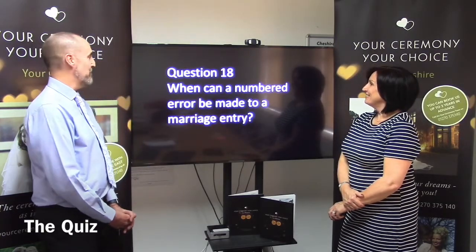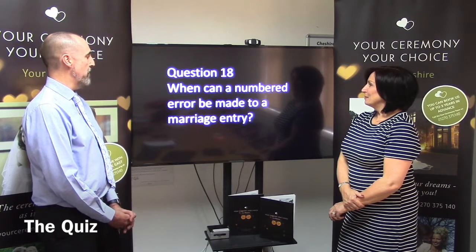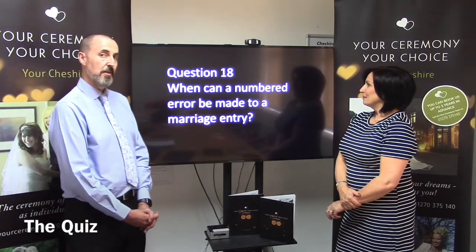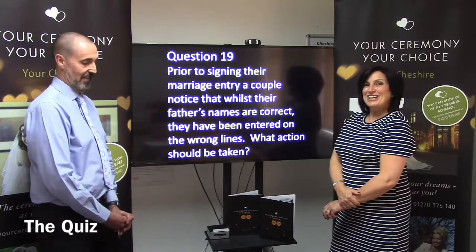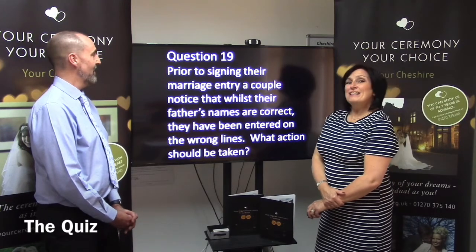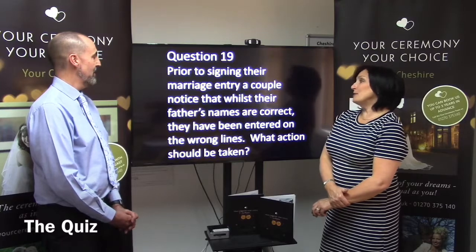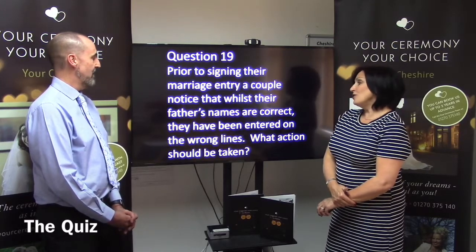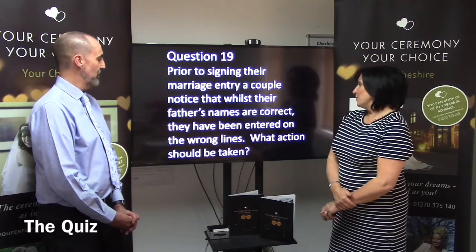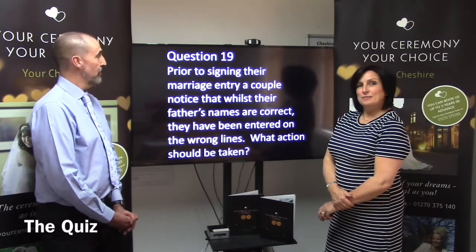Question 18. When can a numbered error be made to a marriage entry? Question 19. Prior to signing their marriage entry, a couple noticed that whilst their father's names are correct, they've been entered on the wrong line. What action should be taken?